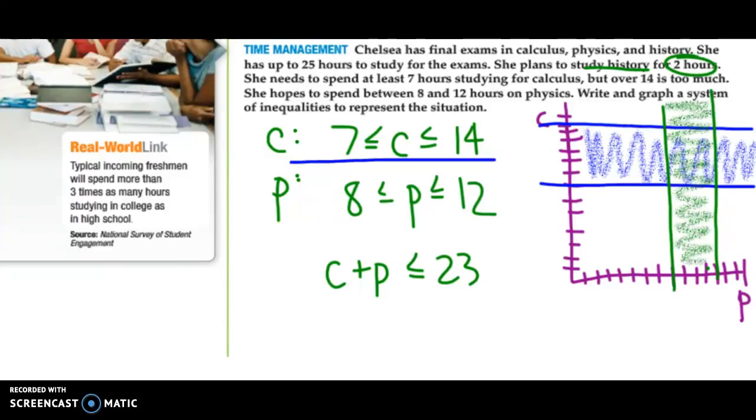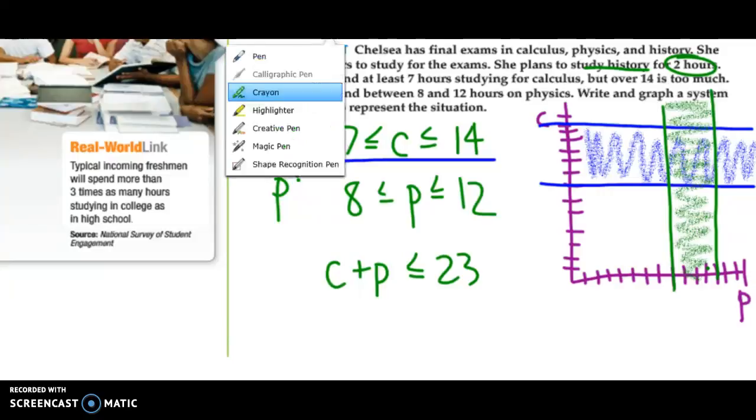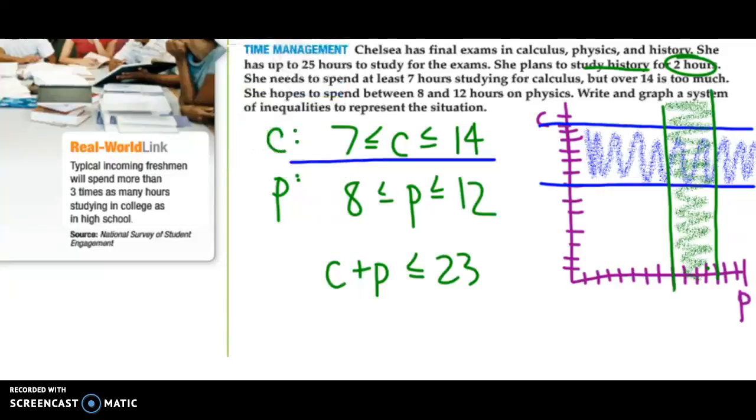Okay, so we see an area right there that's shaded in both blue and green, so that's physics and calculus. But altogether, it has to be less than or equal to 23, right? So I'm going to take another color and graph that. We'll say y, so that'd be the c, has got to be less than or equal to negative p plus 23.